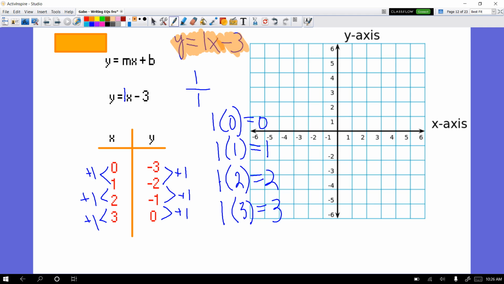If you wanted to plot them, all of this information would check out. 0, negative 3, 1, negative 2, 2, negative 1, and 3, 0. Okay, we have a y-intercept of negative 3, check, and we go up 1 over 1, up 1 over 1, up 1 over 1. There it is.